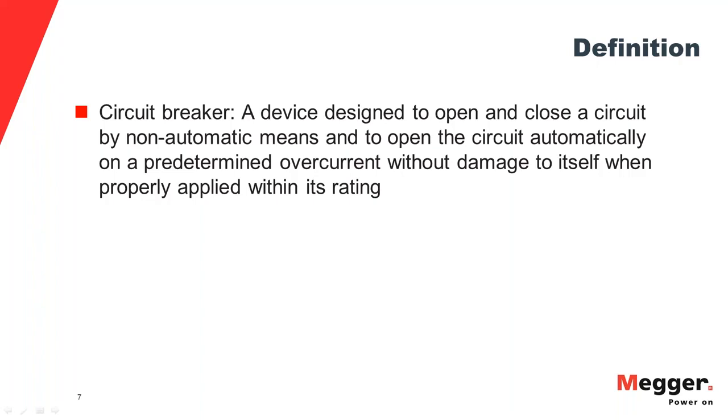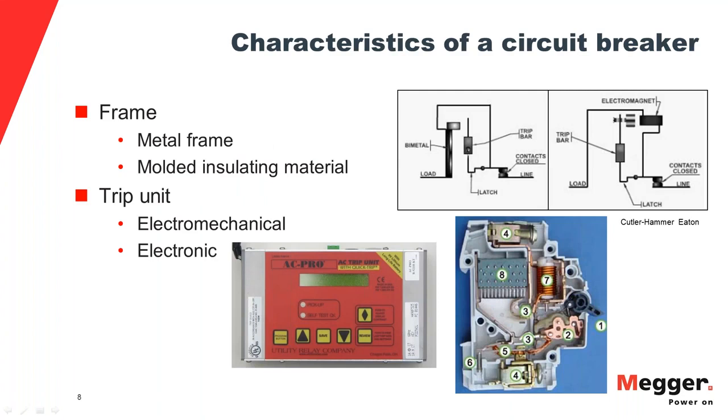We'll go with the NEC and NEMA definition, which says a circuit breaker is a device designed to open and close a circuit by non-automatic means and to open a circuit automatically on a predetermined overcurrent without damage to itself when properly applied within its rating. So circuit breakers are used in various applications, but there are some characteristics that are common to all the circuit breakers. Let's discuss some of them.